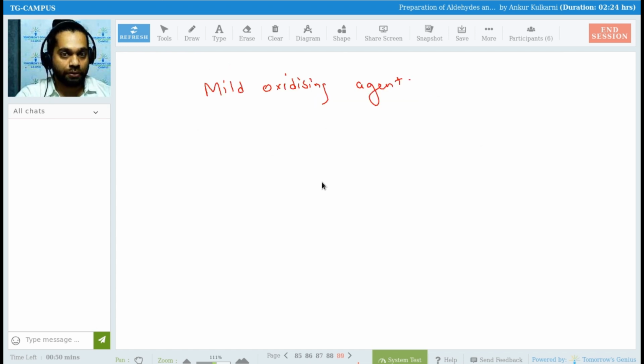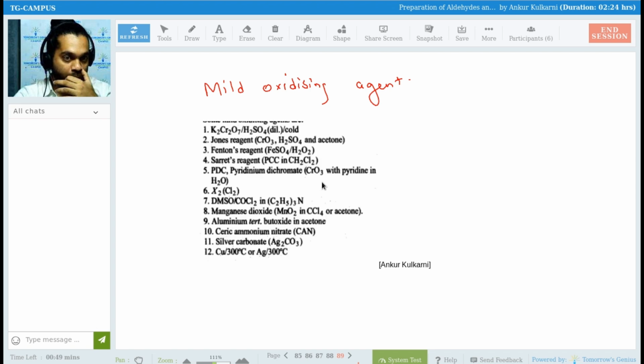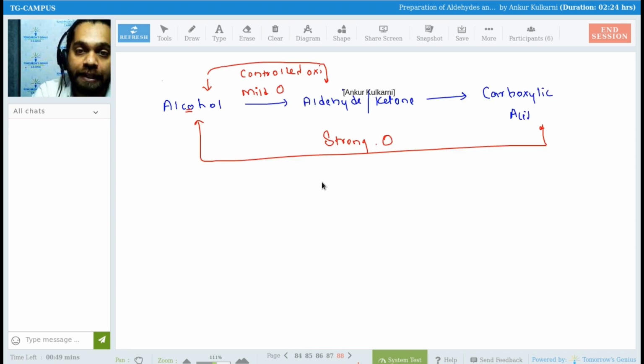So the list is as follows. We have 12 reagents, 12 mild oxidizing agents. Now one more thing: when do we get a ketone? I have written aldehyde or ketone.